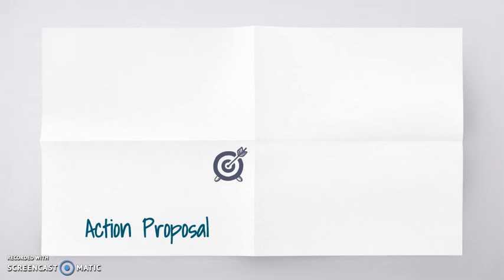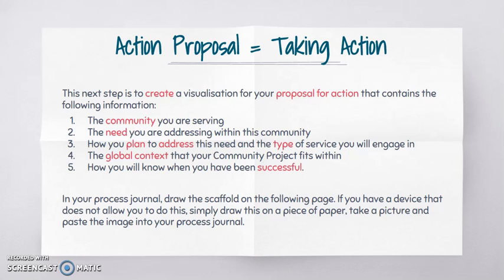So we'll now look at our action proposal. The action proposal is where we take our community project goal and we place this into a proposal for action. The next step is to create a visualization of your community project proposal for action that contains the following information. Number 1, the community you are serving. Number 2, the need you're addressing within this community. Number 3, how you plan to address this need and the type of service you will engage in. Number 4, the global context that your community project fits within. And number 5, how you will know when you've been successful.